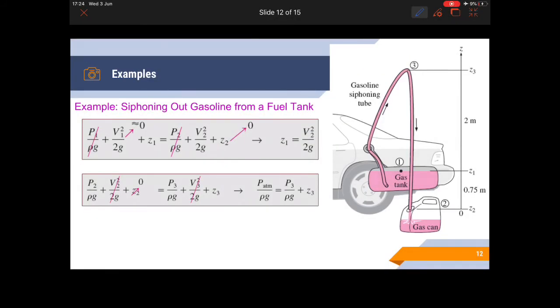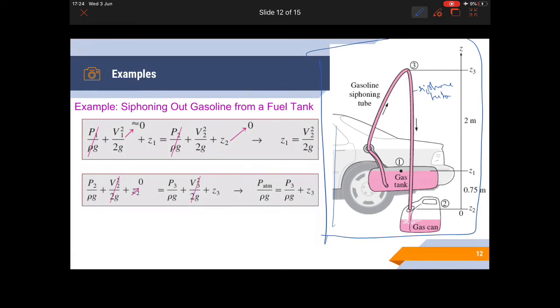Okay, the third example here is siphoning gasoline out of a fuel tank. Let's take a look at this figure. For example, let's consider this car mistakenly filled with the wrong fuel. This car should be filled with petrol but was accidentally filled with diesel. So we need to take the diesel out of the car, and usually mechanics use a siphon tube that is useful to flow the diesel out of the tank.